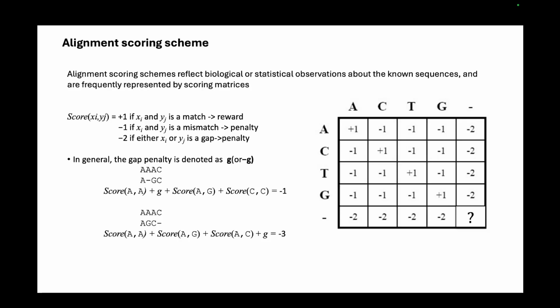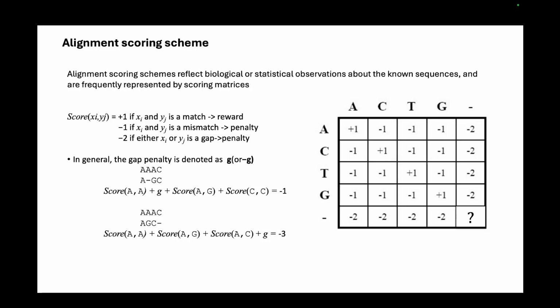Alignment scoring schemes reflect biological or statistical observations about the known sequences and are frequently represented by scoring matrices. So this is what is known as a scoring matrix. This is one of your sequences, this is another of your sequences, and you have different scores for different matches. I'll come to the scoring in just a minute, but you'll have a scoring matrix like this where in the column names you'll have a sequence, and in the row names you'll have another sequence, and inside the matrix you'll have the scores between the pair of the sequences.